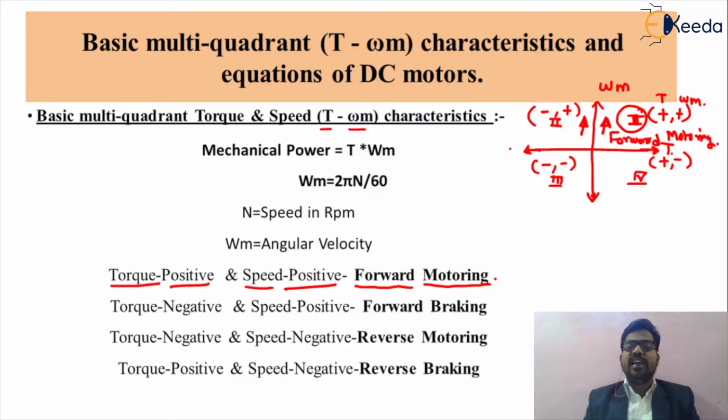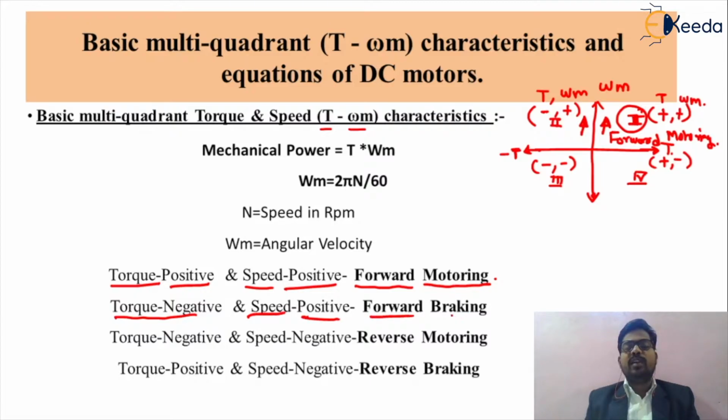Similarly, we can take the example of the second quadrant. In the second quadrant, the torque value is negative and the speed value is positive.